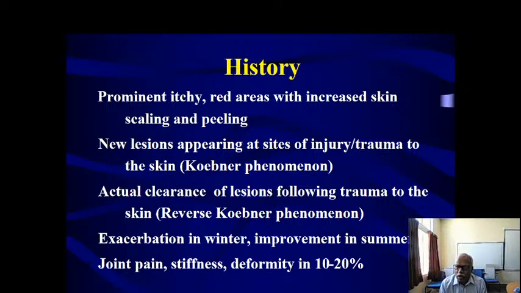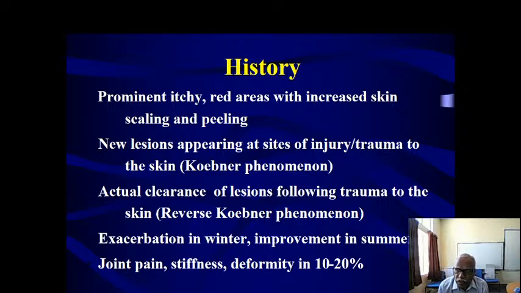Sometimes trauma also causes subsidence of the lesions. That's called reverse Koebner phenomenon. Suppose the patients are undergoing surgery. The surgery scar, sometimes it heals in other areas. So that's called reverse Koebner phenomenon. Then seasonal variation is there. Of course, winter season, like atopic eczema, it also exaggerates in winter and it naturally improves in the summer season.